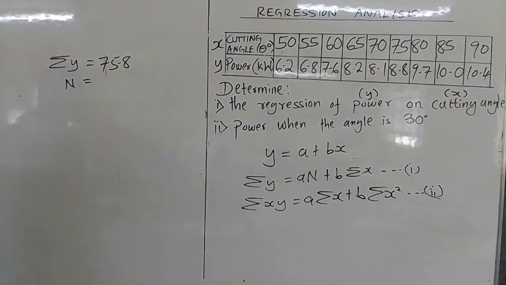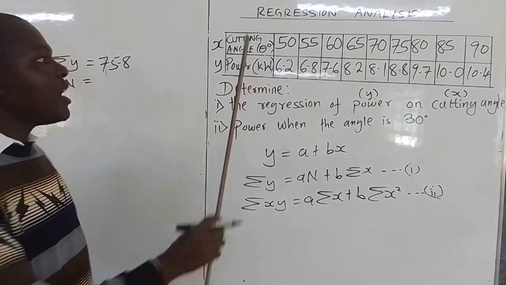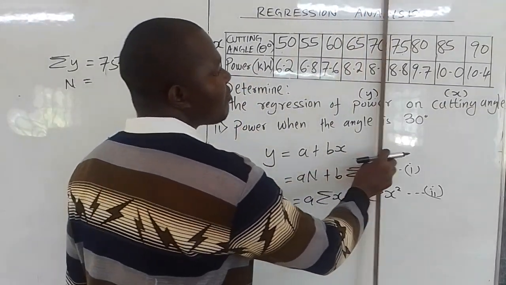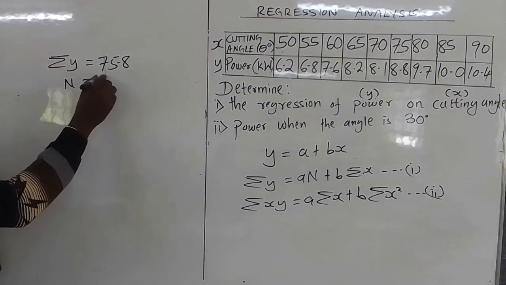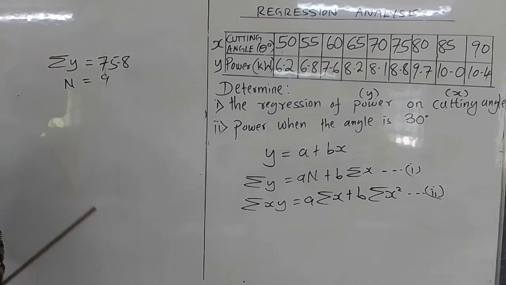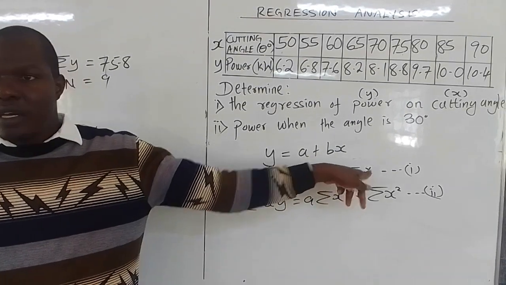N is not even under regression. So n is the total number, isn't it? And how many do we have? 1, 2, 3, 4, 5, 6, 7, 8, 9. There were 9 values, isn't it? So n is 9. You are summing 9 values. This is the total number. When you were summing y, there were 9 values. After n, we are getting summation x.